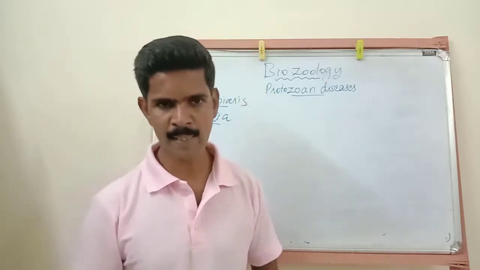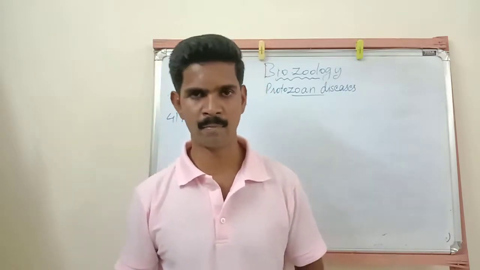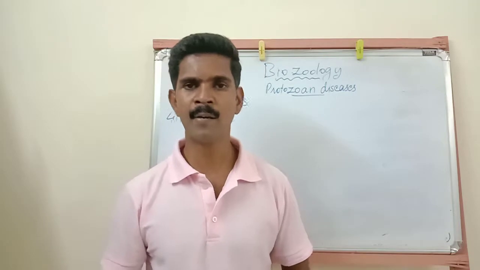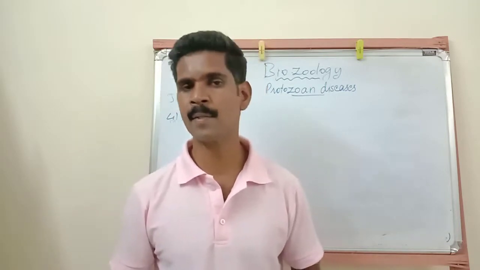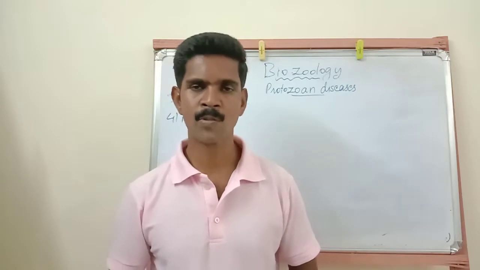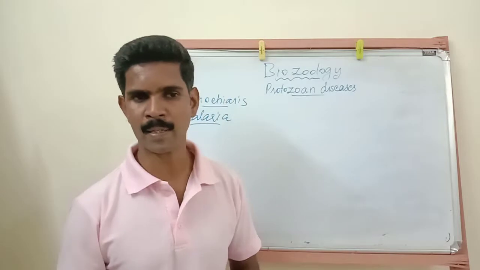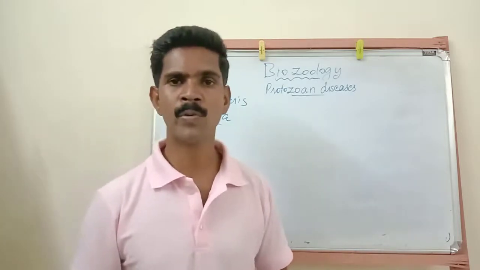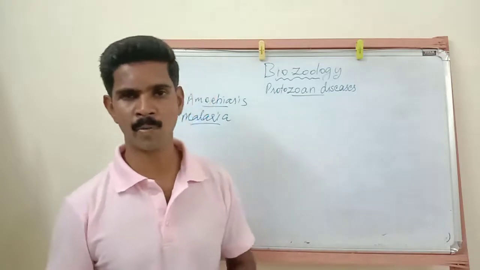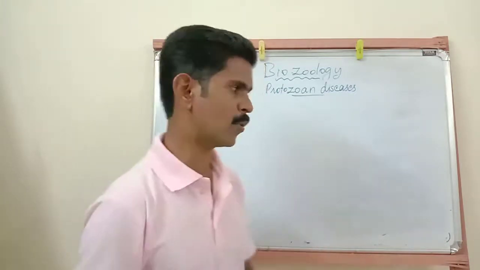Then the next point: malaria is also transmitted by a vector. The female Anopheles mosquito acts as a carrier or vector of this malaria disease. Understand, my dear students? Now we are going to study one important 5-mark question, a very important 5-mark question: the life cycle of Plasmodium.